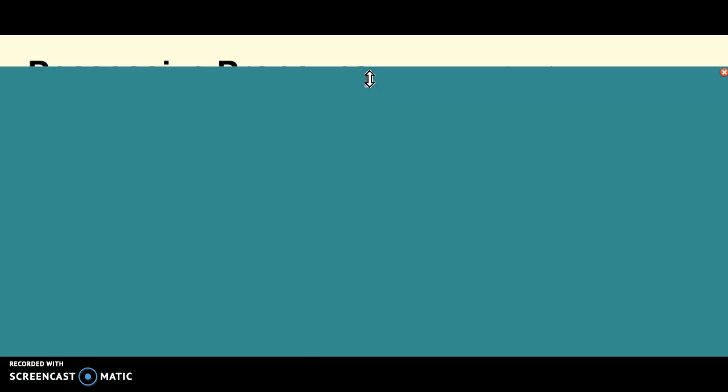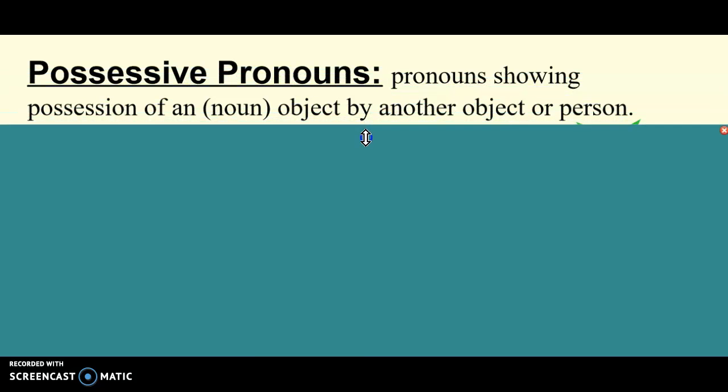I'm going to go ahead and just sort of roll through it, and you guys can control the pace through pausing, okay? All right, so possessive pronouns are pronouns that show possession of a noun or an object by another object or person, all right? And possession means that you're showing ownership or belonging to someone or something.